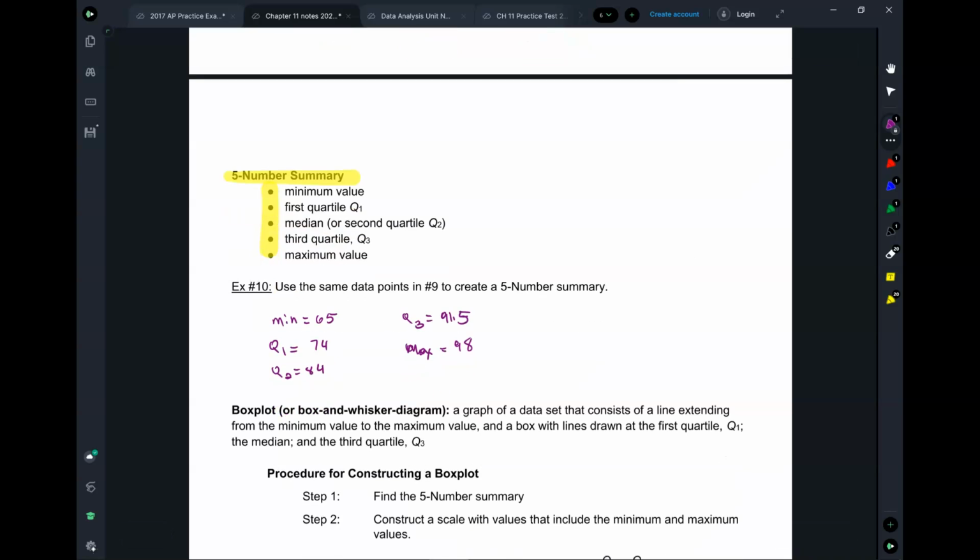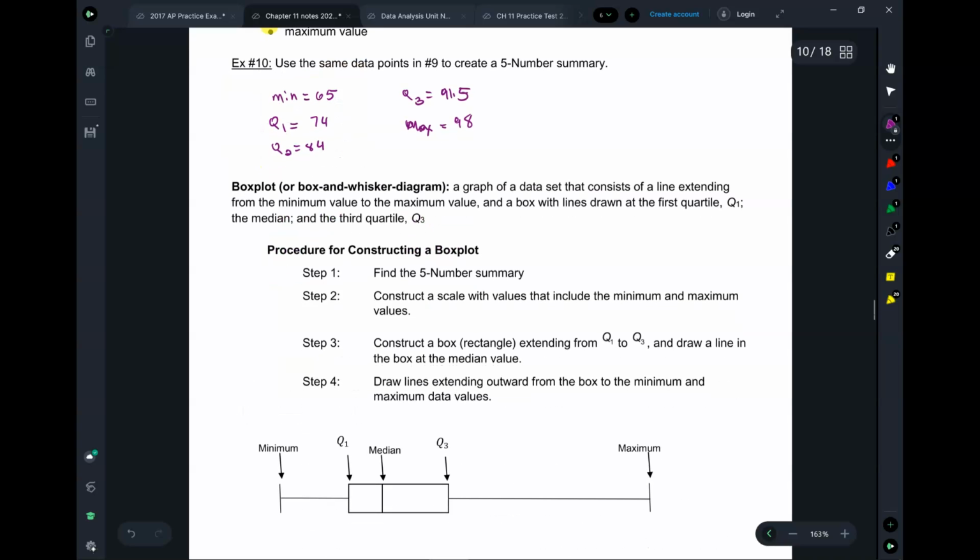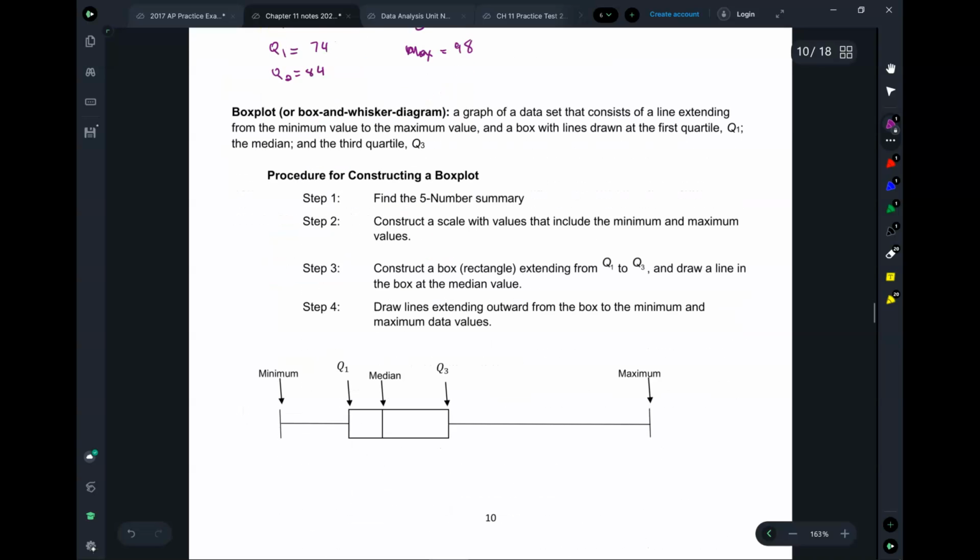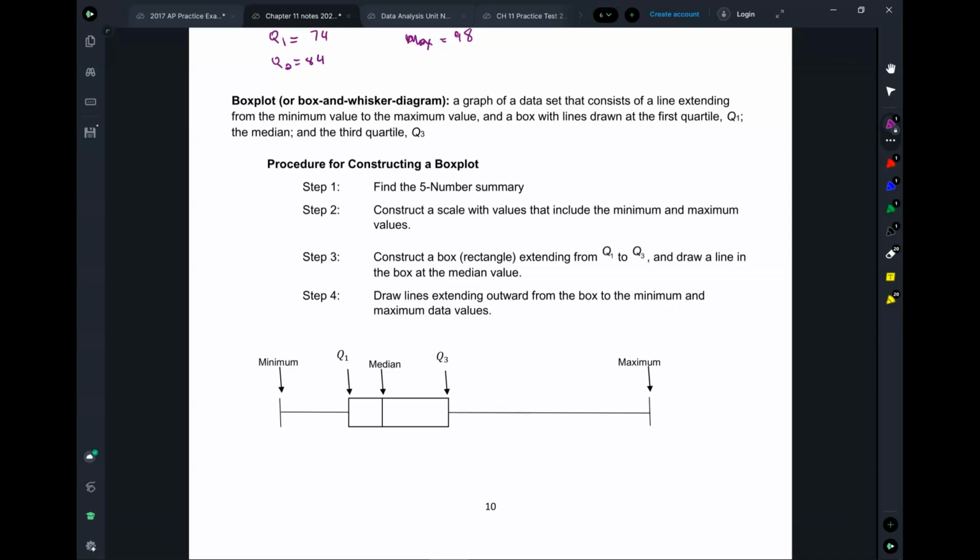Now, what can we do with a 5-number summary? We can create a box plot. Who's heard of a box plot before? Or a box and whisker plot? Oh, yeah. Okay? A box and whisker plot is also called a box and whisker diagram. Okay, so here we go. The first thing you have to do is find the 5-number summary. That we did.